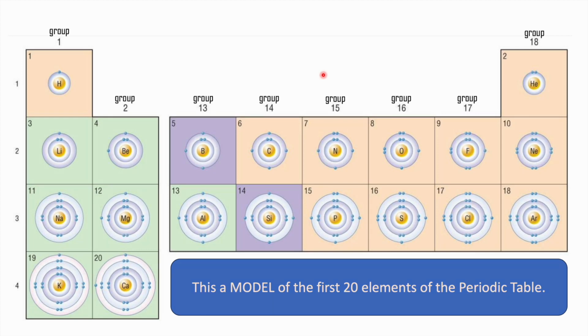What you see here is a model of the first 20 elements of the periodic table. You might be wondering what's happening to all of the elements here. Don't worry about them, we'll talk about them eventually, but these are the easiest ones to talk about. You can see here's the group 1 elements we've been talking about, and the group 17 elements that we've been looking at. These models show the electrons around the outside of the nucleus.